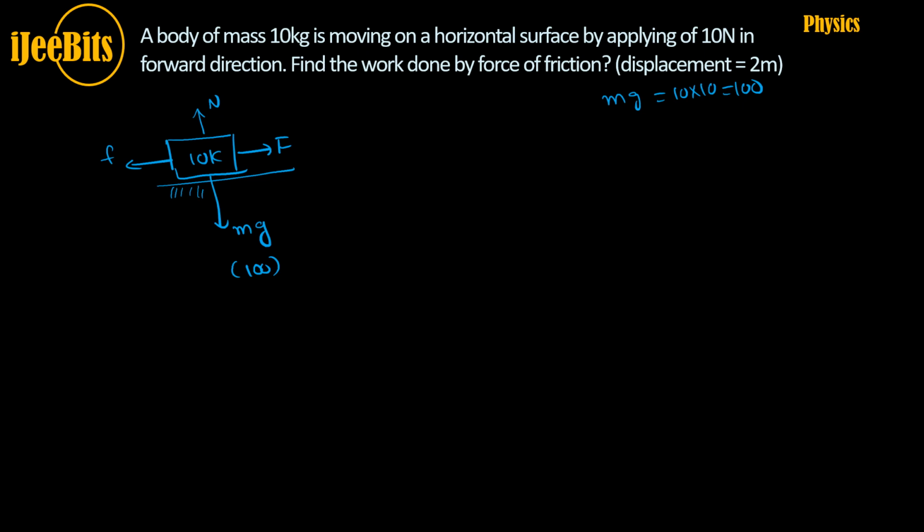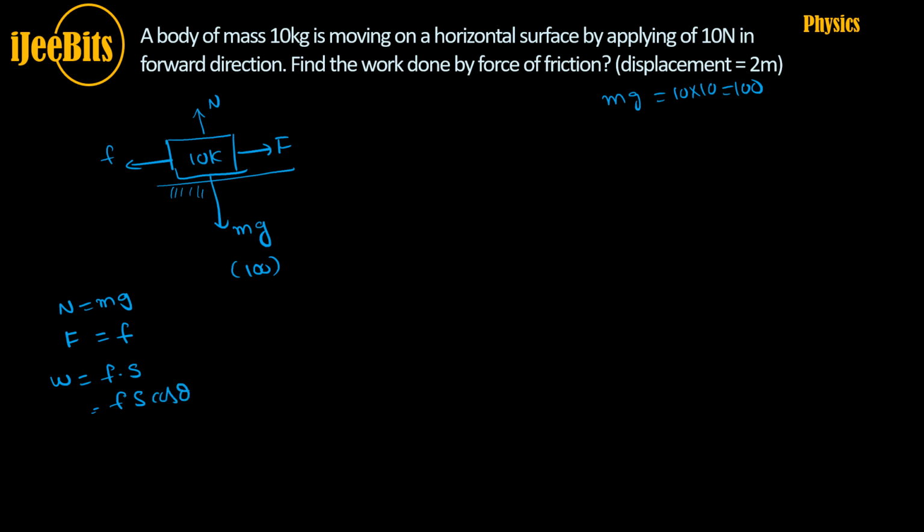The FBD says the net force applied on the body should be zero, right? So that means N equal to mg, and the frictional force is the force. These two we can talk about. So W equal to frictional force F dot S, right? Meaning Fs cos theta.